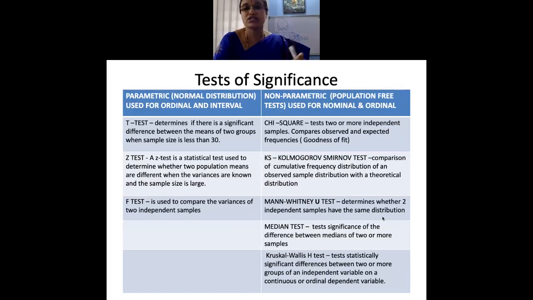Now, what test has to be used when? I hope you have understood what a normal distribution is. Remember, if it is a normal distribution, we must use a parametric test. If it is a non-normal distribution, then we have to use a non-parametric test. Non-parametric test is only used for ordinal data and nominal data, whereas your parametric test is used for ordinal data and interval data. This is what you need to know. So now you come to know about what the parametric tests and non-parametric tests are.